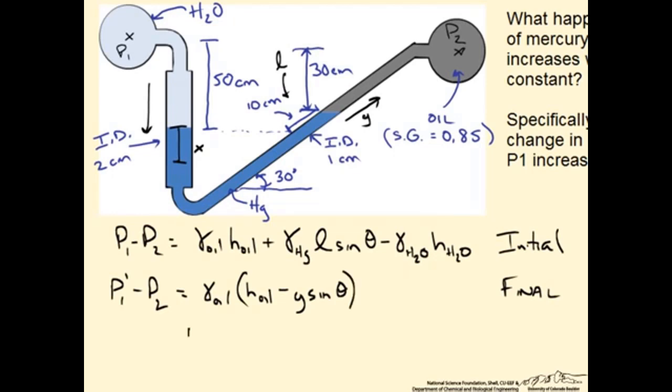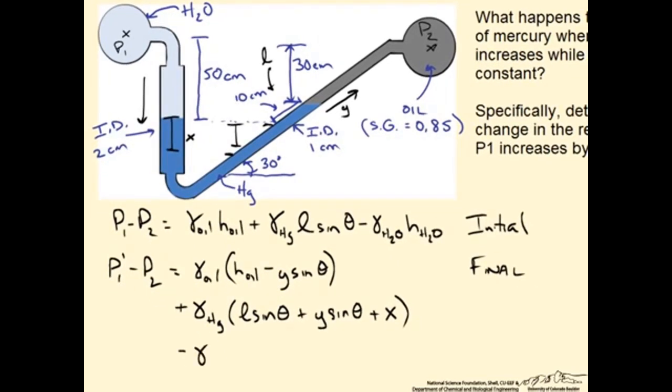So now for the mercury part, still the specific weight of mercury, this time it's going to be L sine theta plus y sine theta plus x, because since we're decreasing the height on the left side by x, we're creating a new equilibrium point. So this height here is also x. So we don't need to do some kind of length times sine there, we just know it's x. And lastly, we account for the water, so it's the specific weight of the water, and this time it's going to be h, the original height of the fluid, and we're going to add x since we're going to have more weight of the water on the left side.